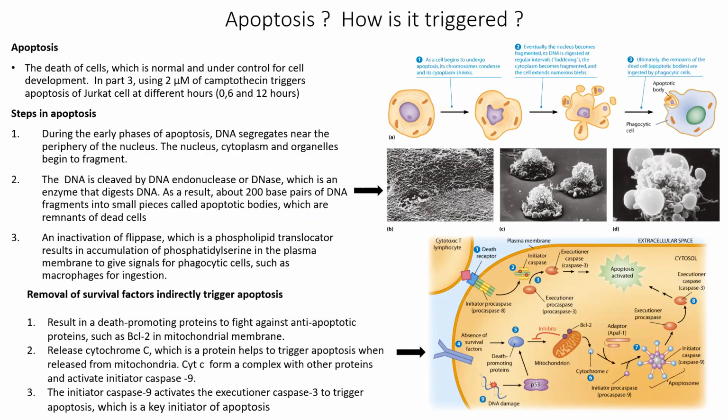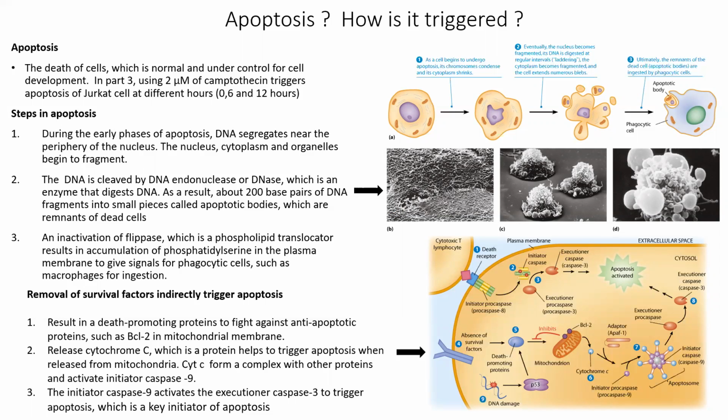For the steps of apoptosis, as you guys can see, I put the pictures from the textbook on the top right. During the early phase of apoptosis, the DNA segregates near the periphery of the nucleus. That's why the nucleus, cytoplasm, and a couple of organelles begin to fragment. Then in the second step, the DNA is cleaved by DNA endonuclease, or DNase, which is the enzyme that digests the DNA. The result is that we have 200 base pair DNA fragmented into small pieces called apoptotic bodies, which are remnants of dead cells.